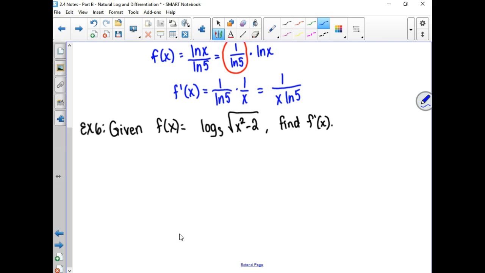So the first thing you want to do here is you cannot take that derivative while this is a log base 3. So you're going to have f, we're still f of x, not f prime of x, because we have not taken the derivative yet. We're going to say natural log of the square root of x squared minus 2 over natural log of 3.